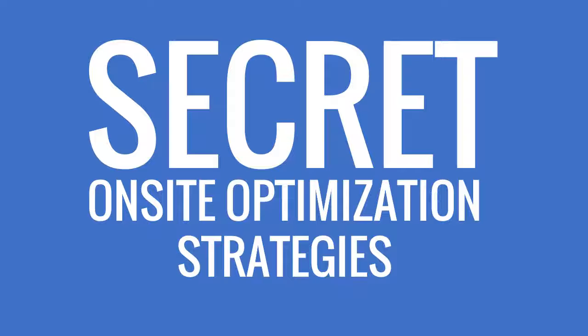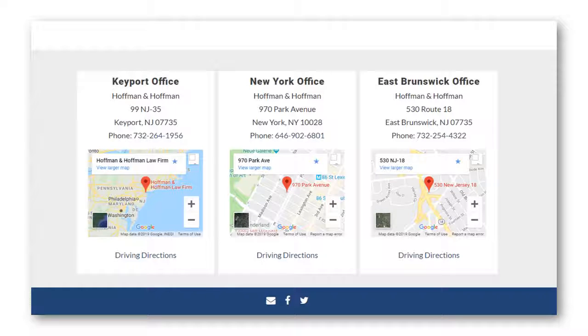Then there are on-site strategies which help as well, and I call these our secret on-site optimization strategies, although they're not really secret because I'm sharing them here. One of the things that we do, and this is from a client's site, is we want to make sure that you have your address, a Google map embedded, and a link to driving directions on your website. We usually will put this on the home page. If there are multiple offices, that needs to be done for each one. And then we'll also put these maps on your Contact Us page and other pages as appropriate.